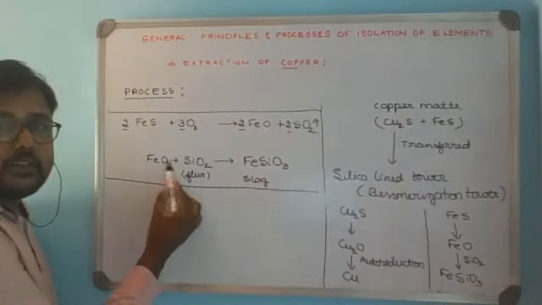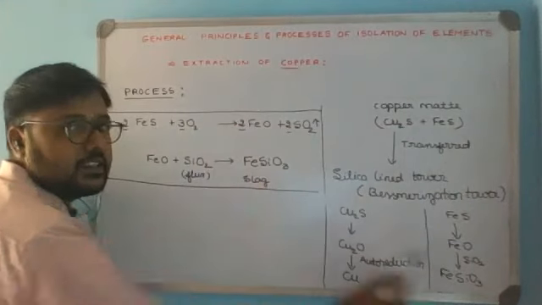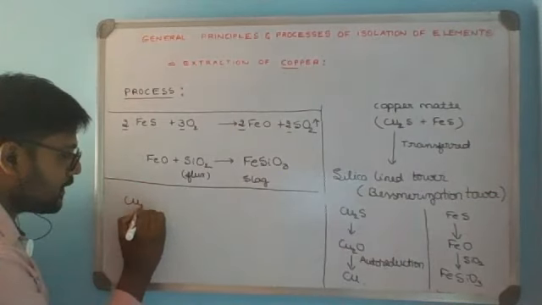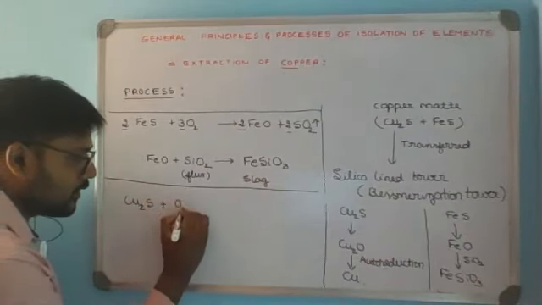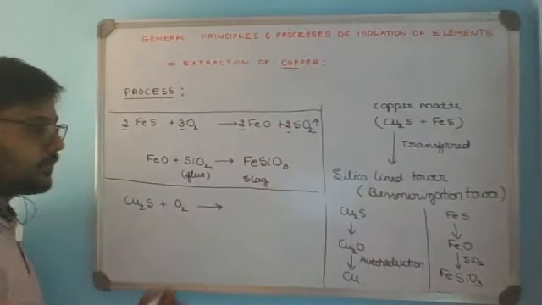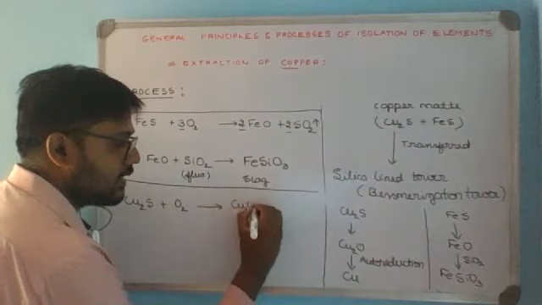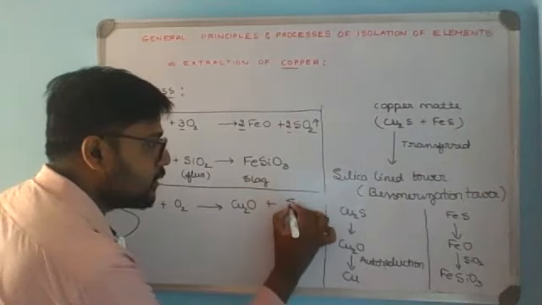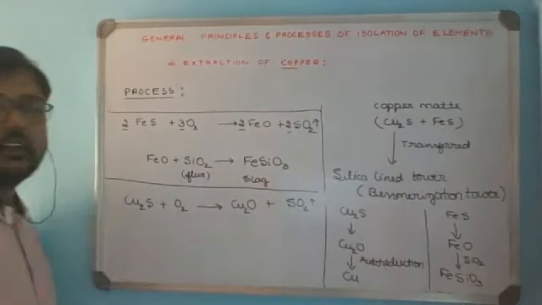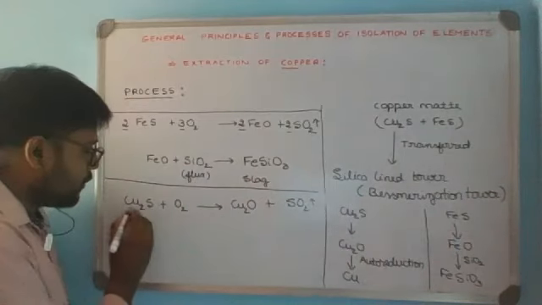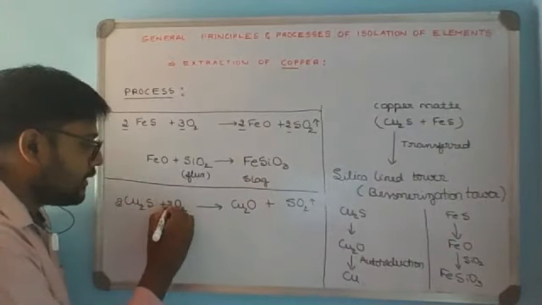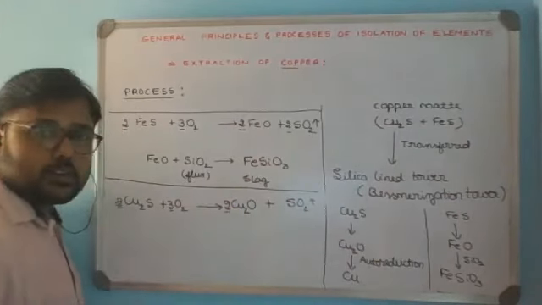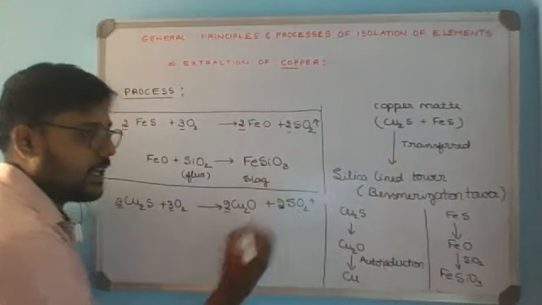Then combining with flux to remove as a soluble slag, that is FeSiO3. Now we'll come to the ore. Now the Cu2S present in copper matte, upon roasting will undergo similar oxidation. Cu2S gets oxidized to Cu2O, and the sulfur present in the sulfide ore of copper gets oxidized to sulfur dioxide gas. Again the standard stoichiometric values of the roasting process: 2 moles of sulfide ore with 3 moles of oxygen will give 2 moles of oxide of copper and 2 moles of sulfur dioxide.